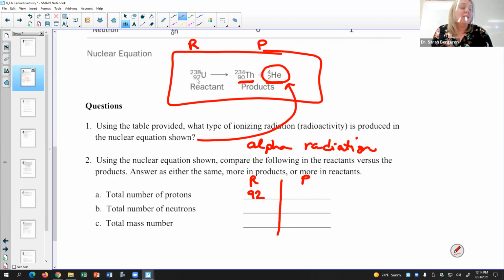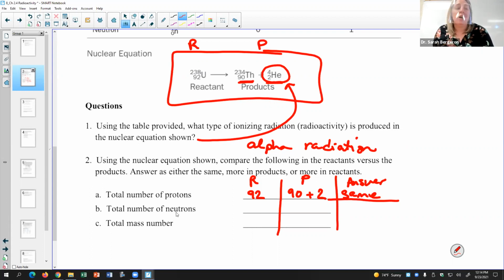So if that's true in the reactants, how many are in the products? Go over and look at the same number on the other side. What do you get? 90 plus what? 2, because you have to add them all up. So answer either the same, more in products or more in reactants. So what should my answer be? Should be the same, right? It's just showing you that these nuclear equations balance in a different way than other chemical equations, but they still balance. So how about the number of neutrons?